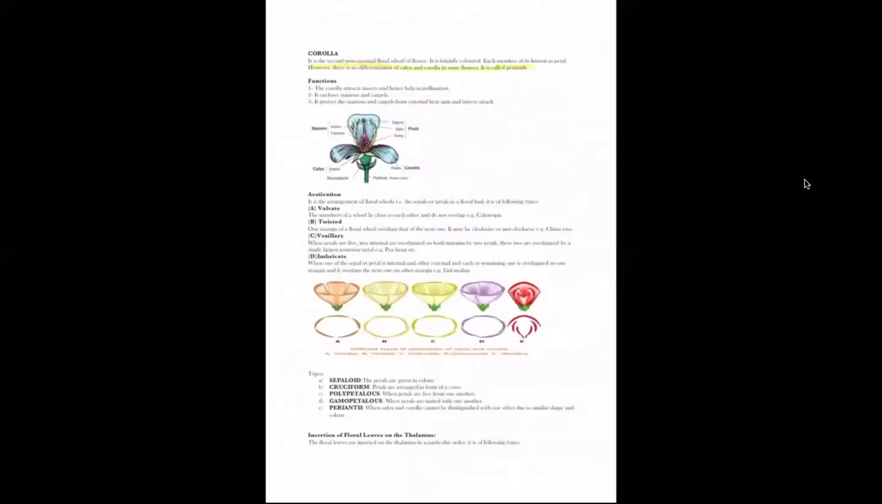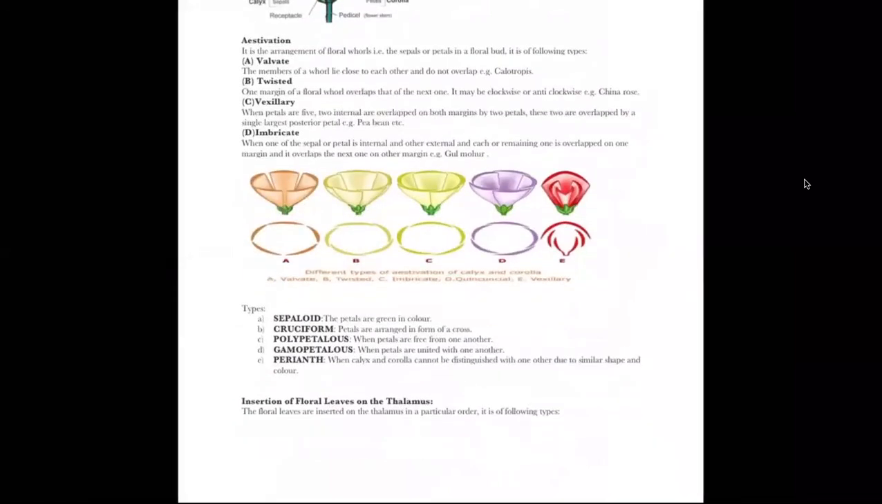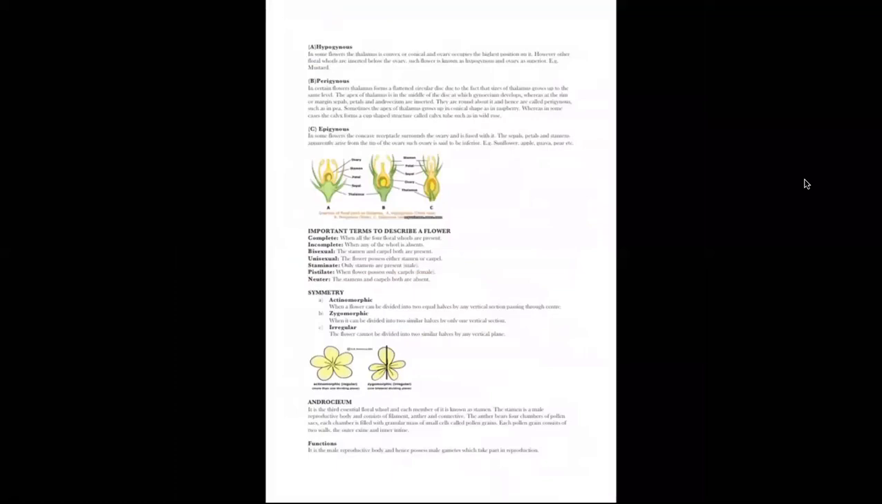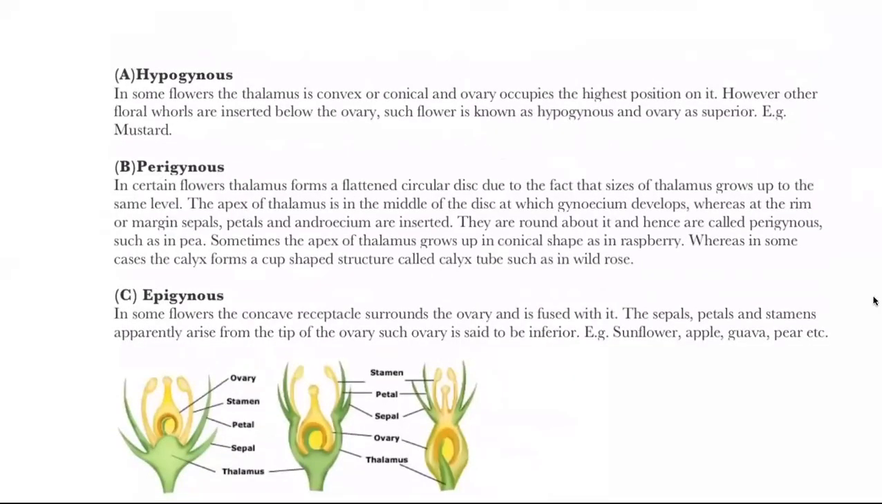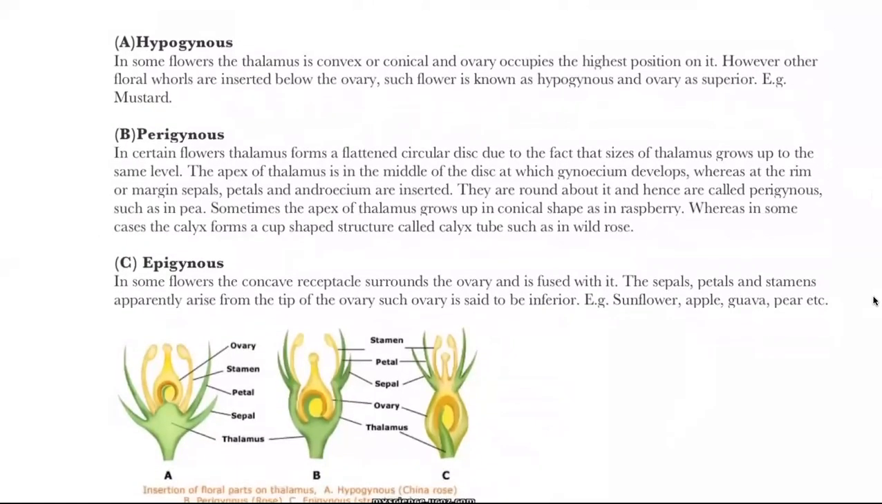Have I missed something? Yes. Insertion of the floral leaves on the thalamus. If the floral leaves are inserted on the thalamus in a particular order, it could be of the following types. The first type is the hypogynous type. ठीक है, hypogynous is when the thalamus is convex or concave, ठीक है, or conical, and the ovary takes the highest position on it. However, other flower whorls are inserted below the ovary. As such, flower is hypogynous and ovary is superior.